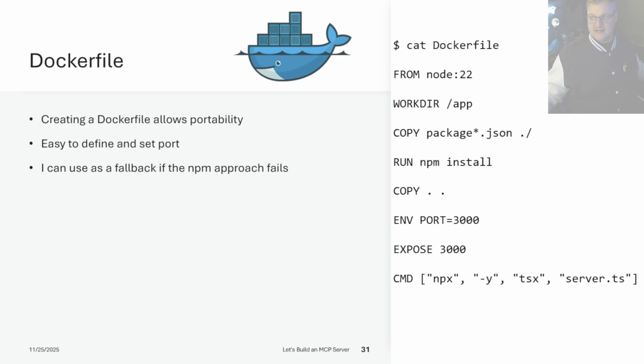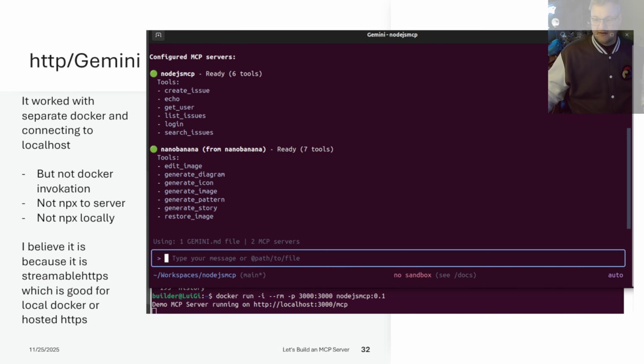Now, on the side here, I had the thought, let's just make a Dockerfile now. I think I'm going to need it later. So I made a Dockerfile to host this thing just from a dependency management standpoint. And in doing so, it's easy to create it for portability. I can set a user port that can be overwritten, and it's just a fallback in case this npm approach fails. So I test that Docker run, and it works, and I can see my server.